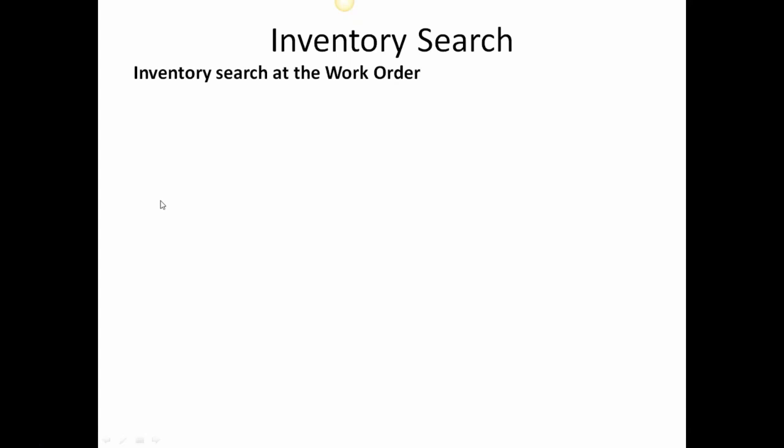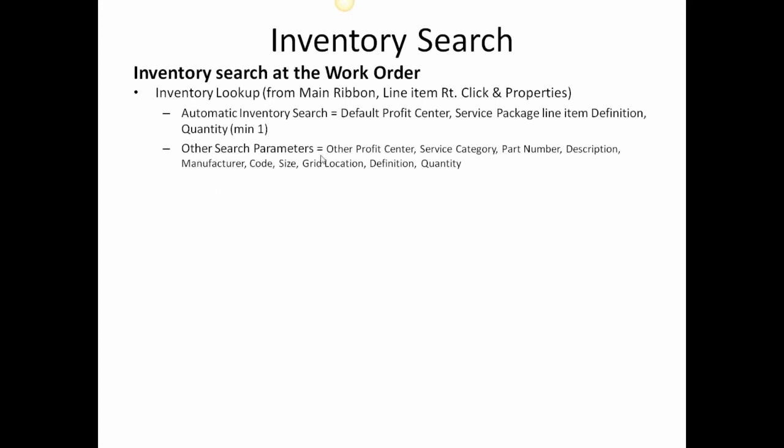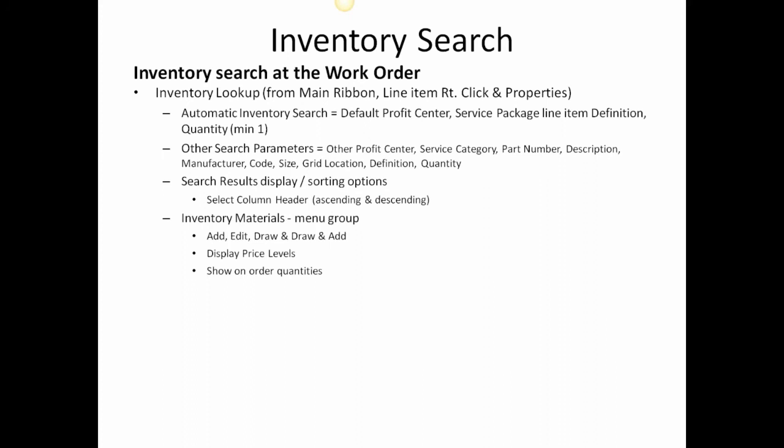Let's just go back and take a quick review. First of all, inventory lookup is available from the main ribbon, the line item right-click option, or the material line properties. Automatic searches are going to bring the default profit center, service package line definition, and a minimum quantity of 1. Other searches, as you know, would be other profit centers, things of that nature. Search results display and sorting options: select a column header. The system will then display ascending or descending based upon that column header.